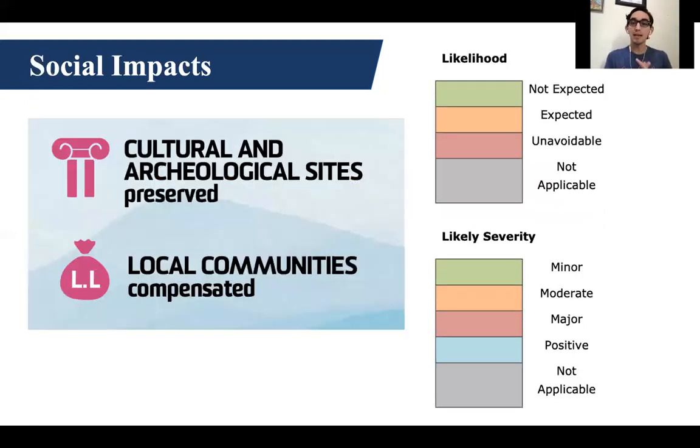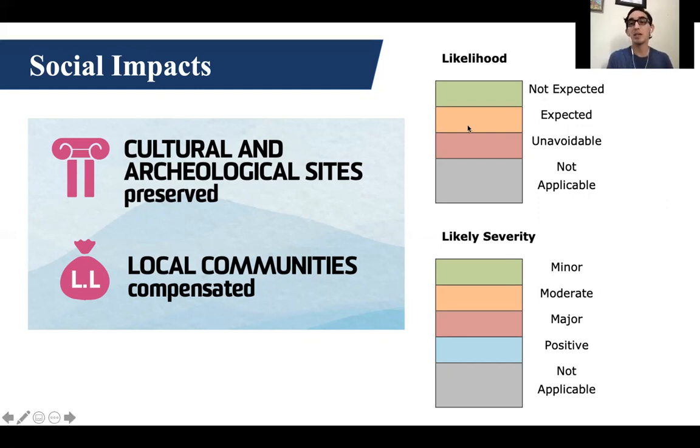On the social impact assessments, there are two things that I would like to highlight before talking a little bit more about them. There are two characteristics that the document highlights: the cultural and archaeological sites preserved and how local communities were compensated. This project has a big program for relocation. People were living near the reservoir, but they also had land for different purposes, and they were not able to use it anymore, so there was a big relocation program.